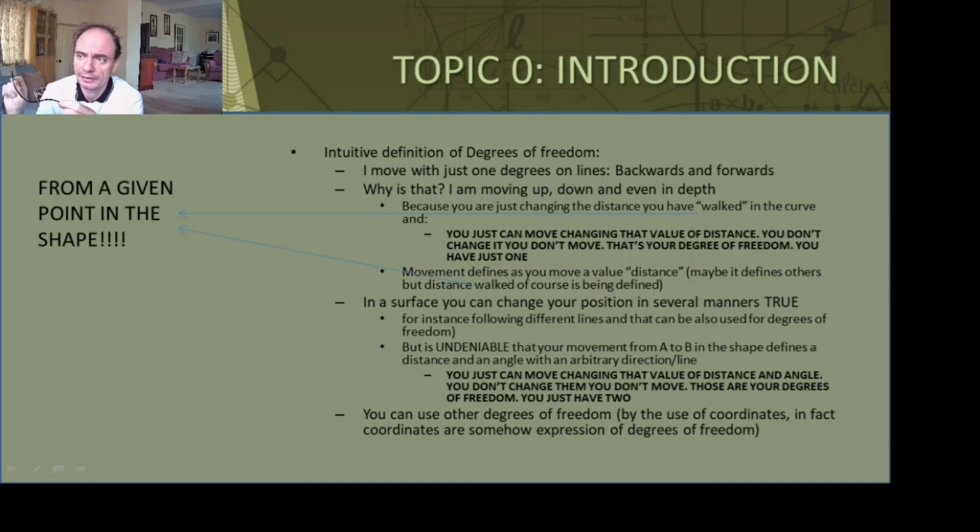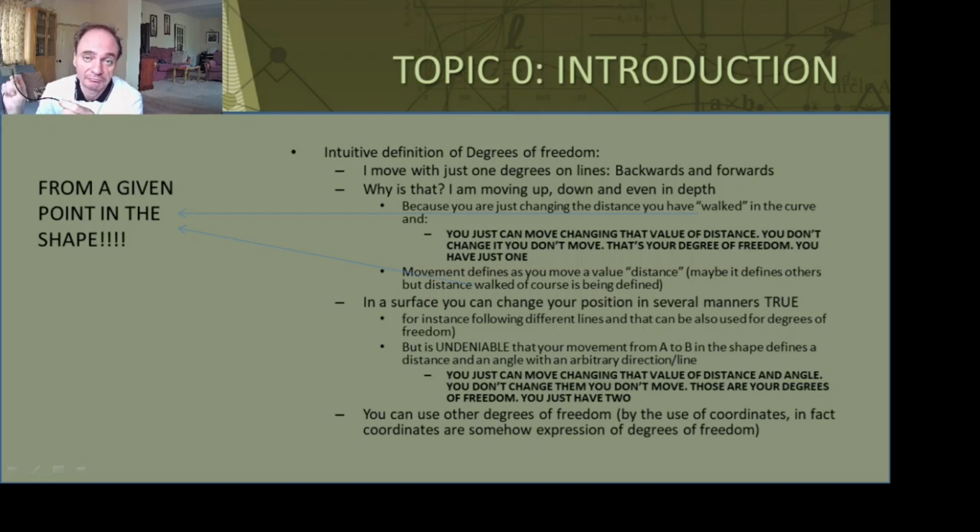Okay, this would be A, and as I move on the line, I am defining a distance. I will be at a distance from A. That's evident. There is no discussion about that. And it is true as well that with that parameter, the parameter of distance, I can define at which point I am. I mean, there is only one point which is at a given distance of A and in the line at the same time.